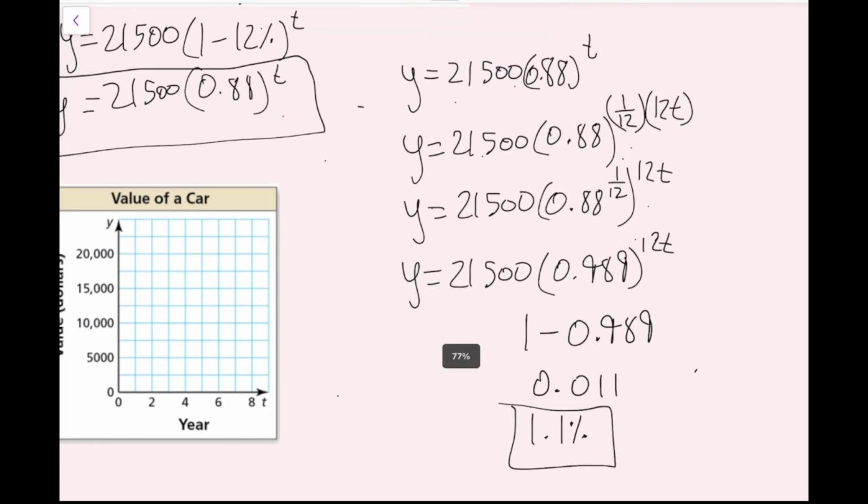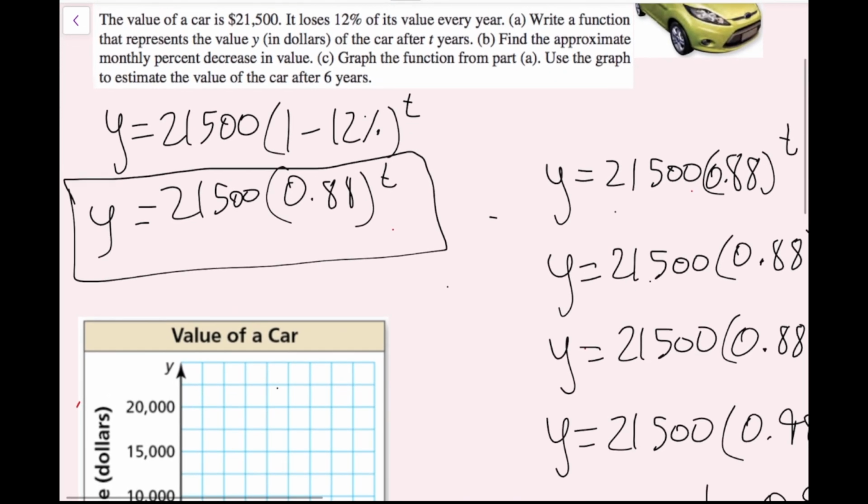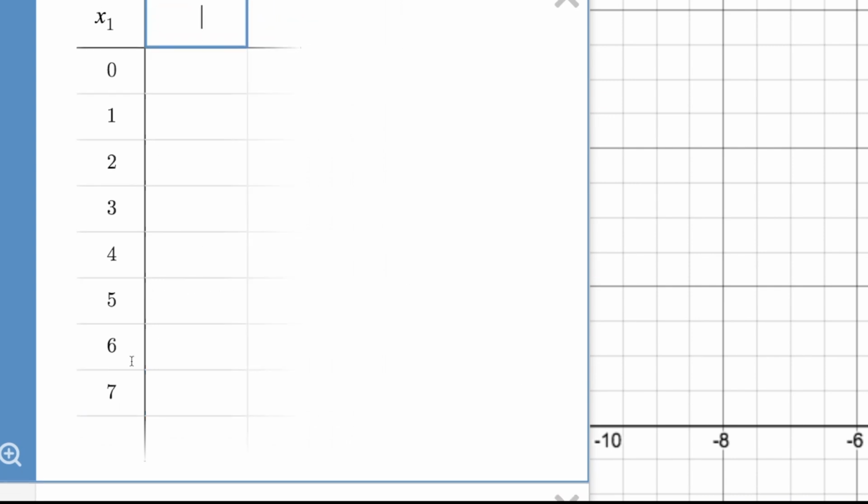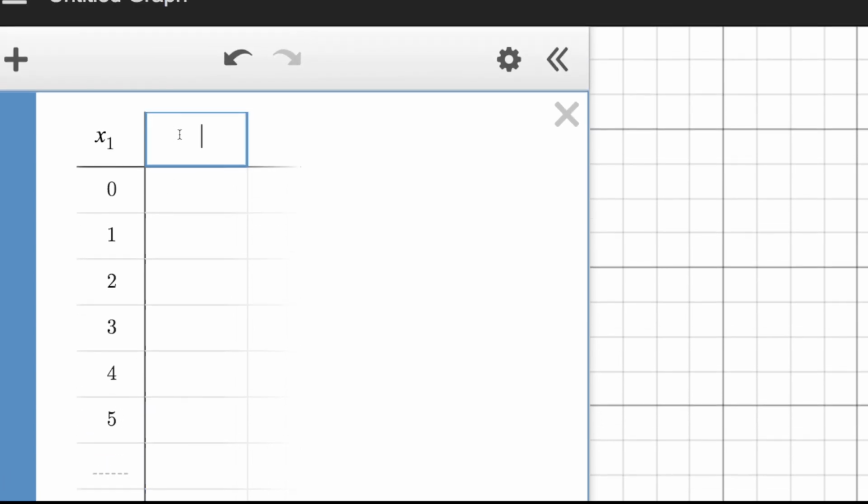So let's go over to part C. Part C says graph the function from part A, and use the graph to estimate the value of the car after 6 years. Whenever I'm graphing and feeling unable, I like to make a table. So I'm going to make a table of values here, and I'm actually going to use the Desmos calculator because it's going to save me time. It says use the graph to estimate, so I'll just go up to 5, and then we'll use our graph to estimate. But you could plug in 6 and see what the value would actually be.